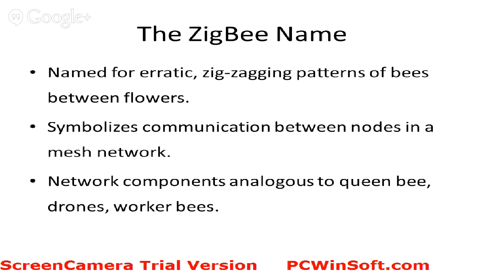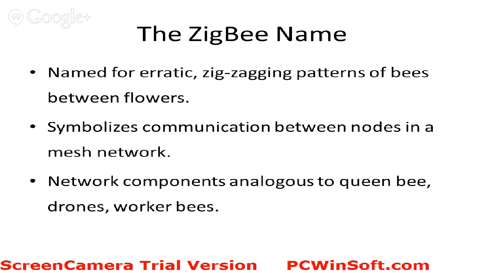Now, first of all, how did the name ZigBee come? Basically, at the heart of ZigBee is a mesh network. The name ZigBee came from the erratic zigzagging pattern of bees between flowers. The way a bee wanders around flowers is represented by the name ZigBee. It symbolizes the communication between nodes in a mesh network.